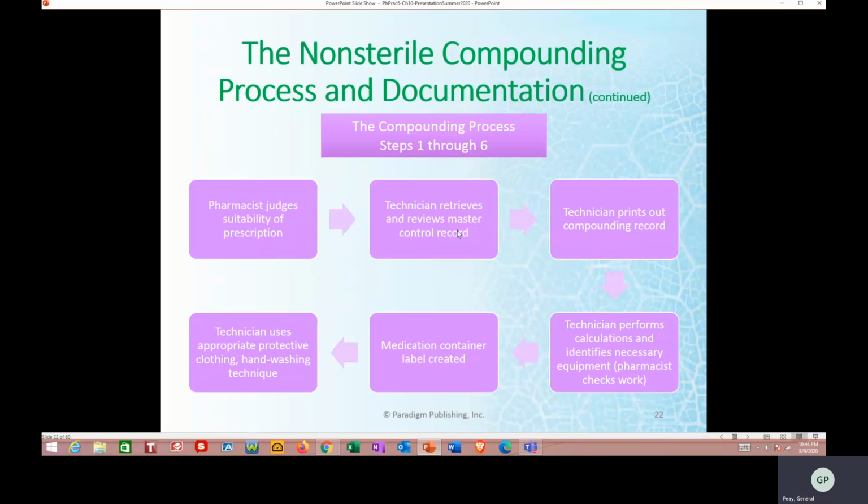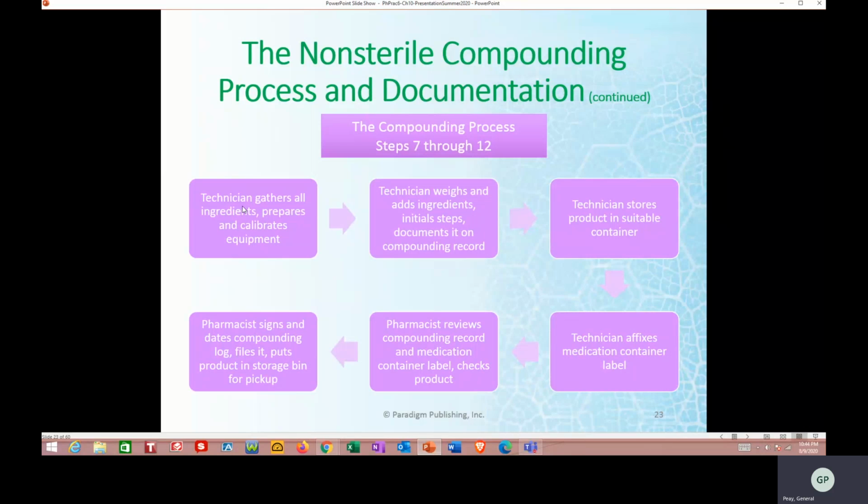Technician retrieves and reviews the master control record. Technician prints out the compounding record. Technician performs calculations and identifies necessary equipment. Before the technician begins, the pharmacist has to check the calculations to make sure they're correct. Medication container label is created. And the technician uses appropriate protective clothing and hand washing technique. When I show you the YouTube video, it'll make a little bit more sense.